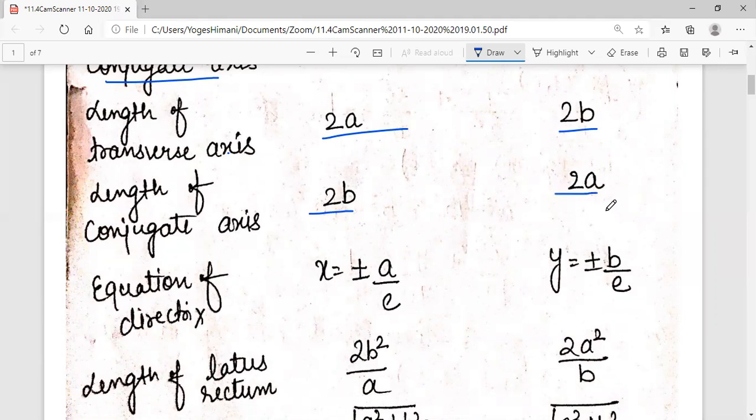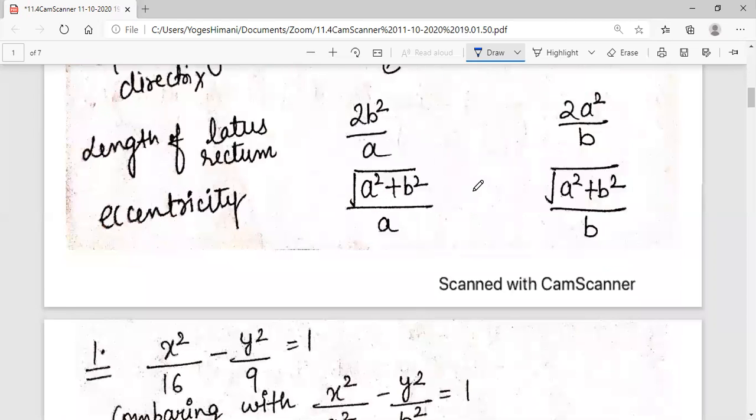Equation of directrix. Two directrices are there, one here on the left side of the horizon, one on the right side of the horizon. Because when we are drawing the hyperbola, one will be here and one will be here. Then x is equal to plus minus a by e and y is equal to plus minus b by e. Length of latus rectum is 2b square by a on the x-axis and 2a square by b for the y-axis. Eccentricity is under root a square plus b square by a if it is on the x-axis. If it is on the y-axis, then under root a square plus b square by b, the point which is under y square.